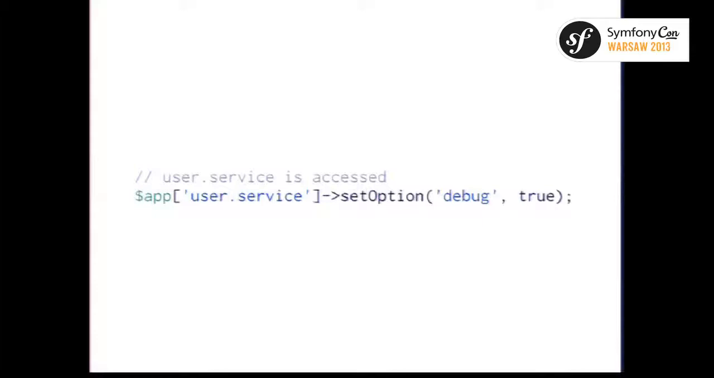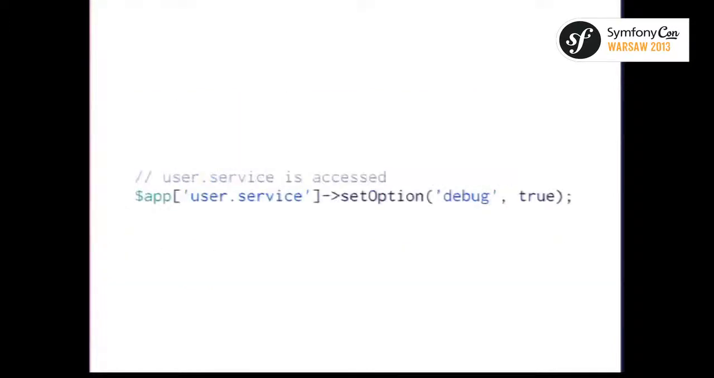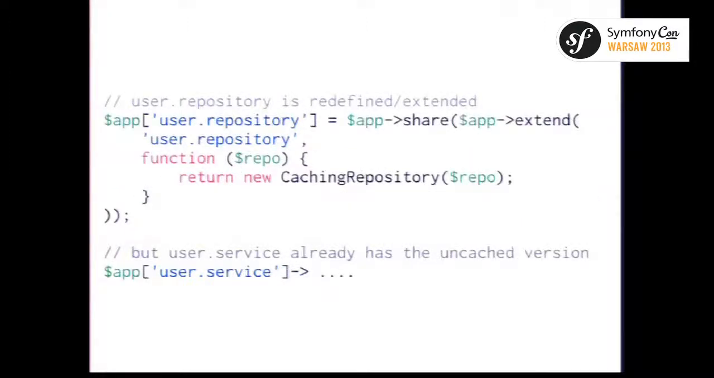But then further down the execution, somebody else maybe decides they want to do this. The user repository is a bit slow, so they want to wrap it in a caching implementation of the repository. But because the user service is a shared service, as you can see if I go back there, every time you ask for the user service from the container, you get the same instance. It already has a reference to the uncached version of the repository. Now, in this particular example, this is going to fail silently because the user service will always be hitting the database directly rather than using the cache. So you might not notice straight away.